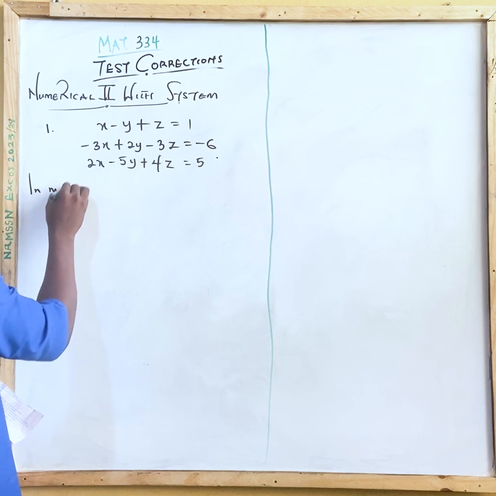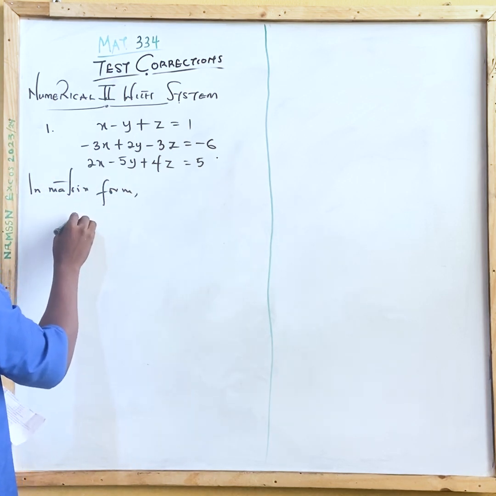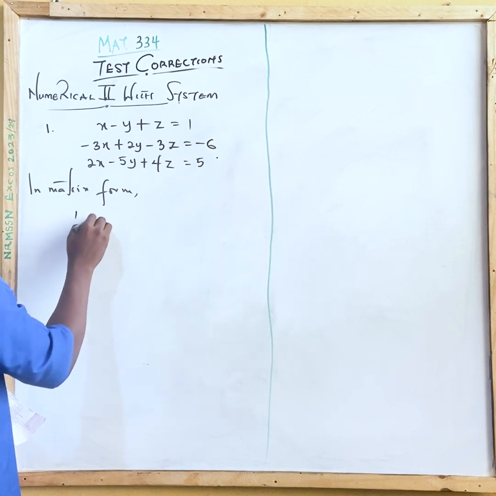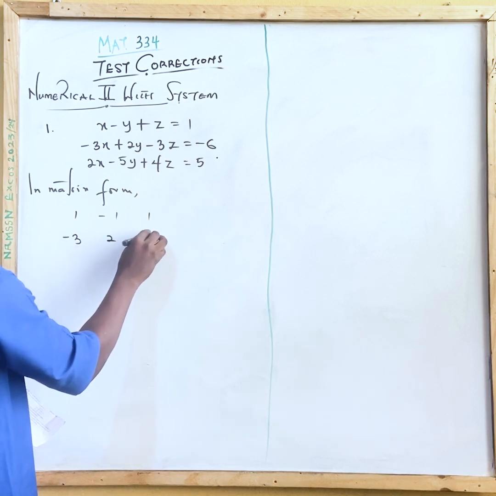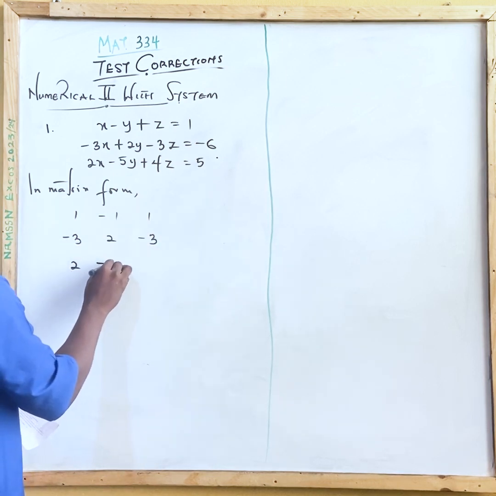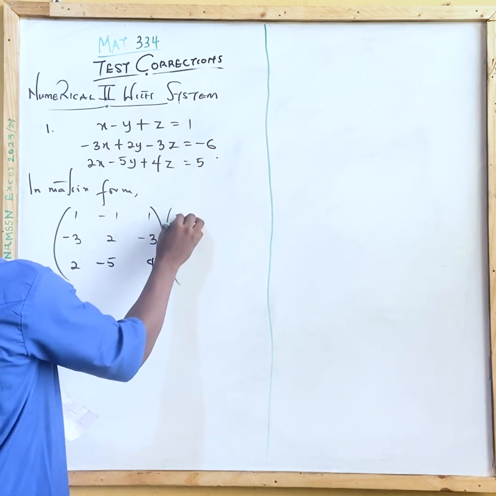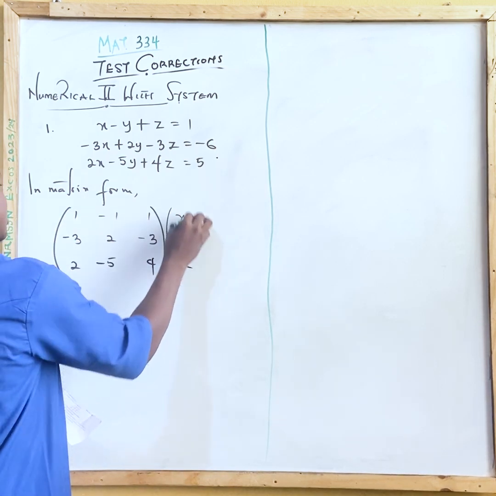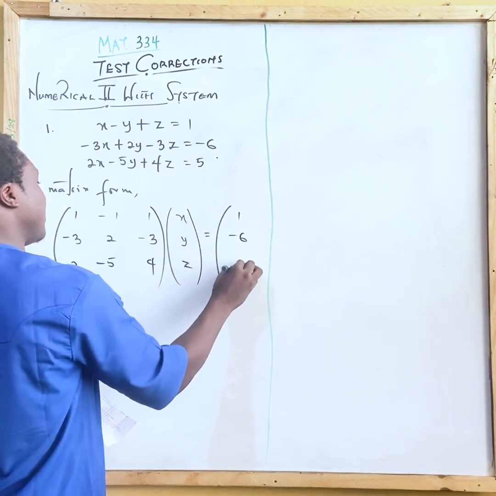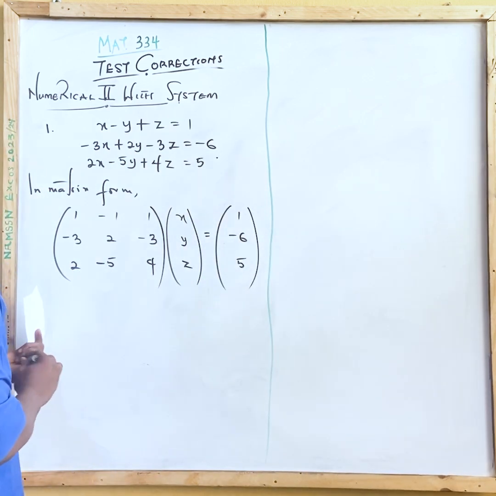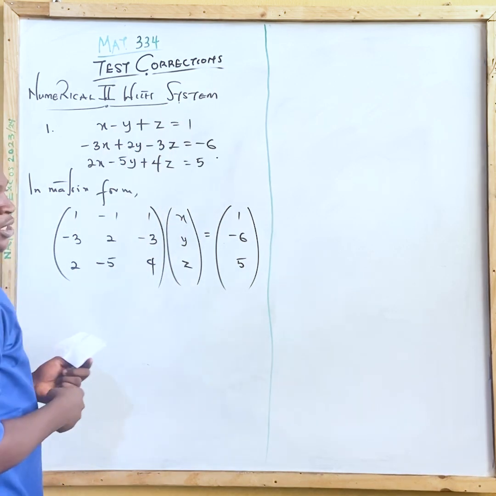In matrix form, it becomes the matrix with rows 1 minus 1 1, minus 3 2 minus 3, 2 minus 5 4, times x y z, and then it will be equal to 1, minus 6, 5. If we multiply 1 times x, we get x minus y plus z, which is the first equation.